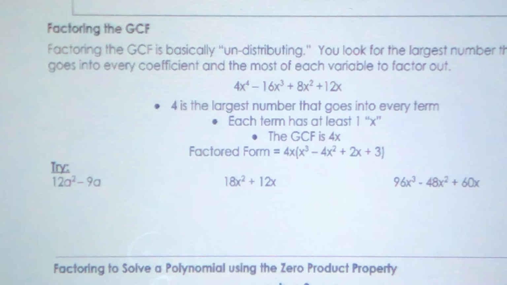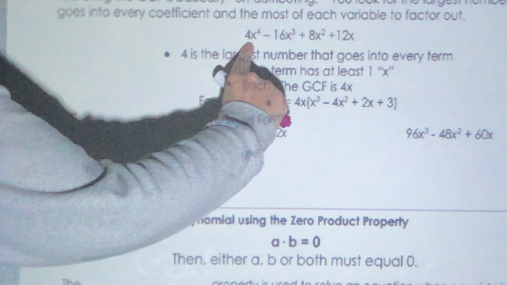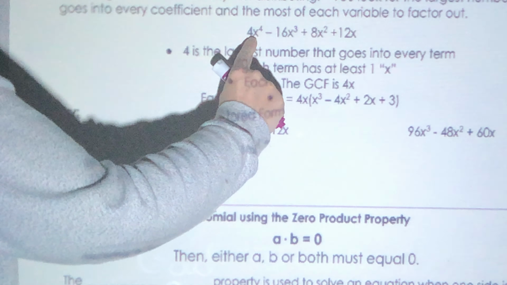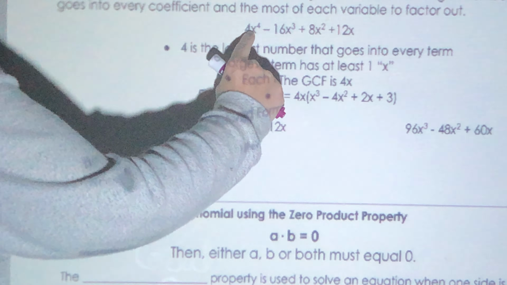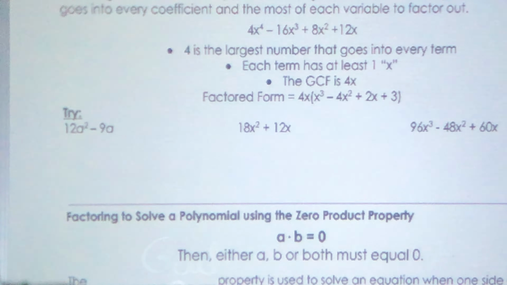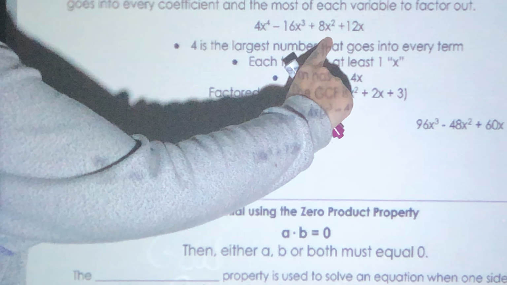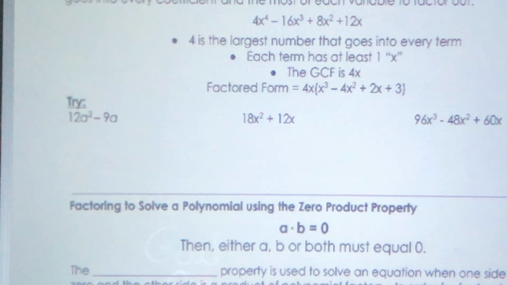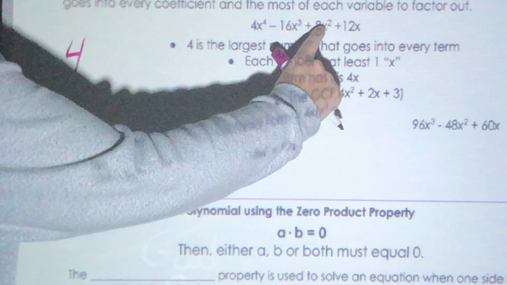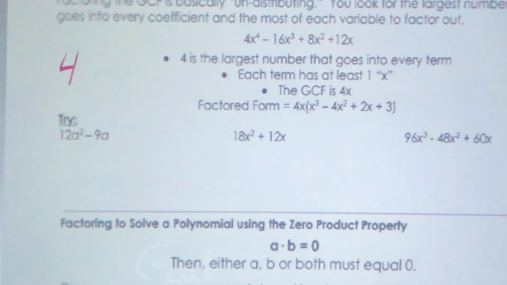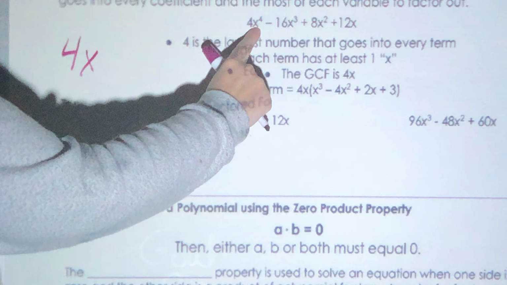To factor a GCF from a polynomial basically means to unfoil or undistribute a polynomial. If this was our polynomial, we would be looking for what is the largest number that would go evenly into every single term, and what is the most amount of each variable that they have in common. Looking at our numerical coefficients, we have a 4, -16, an 8, and a 12. The largest number that goes into all of those terms would be a 4. And if we have 4 x's, 3 x's, 2 x's, and 1 x, the most amount of x's they have in common is 1x. This is the GCF of that polynomial.